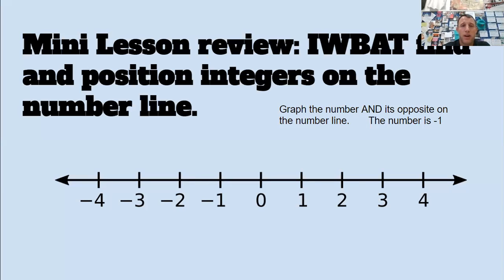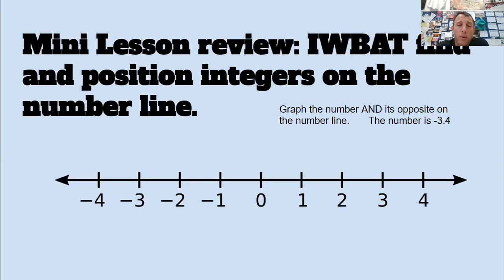So our objective is to find the position of integers on the number line. So remember, we have a number and its opposite. So let's say we had -1. Well, -1 is going to be to the left of 0. There you can see it on the number line. But the opposite, so the directions in today's work will say graph the number and its opposite on the number line. The opposite of -1 would be +1. So I would go over and put dots on both -1 and +1.